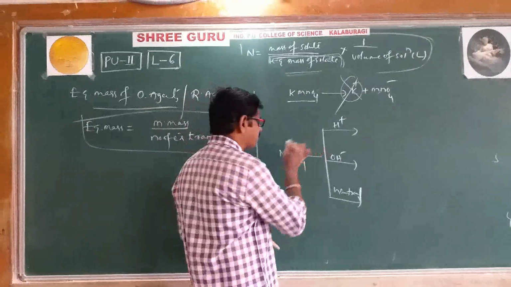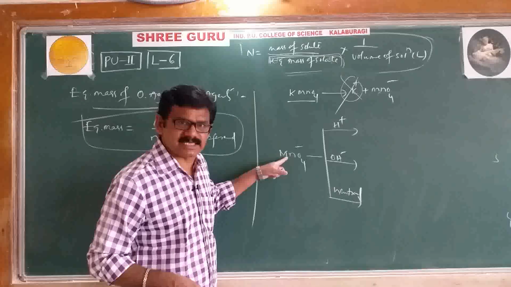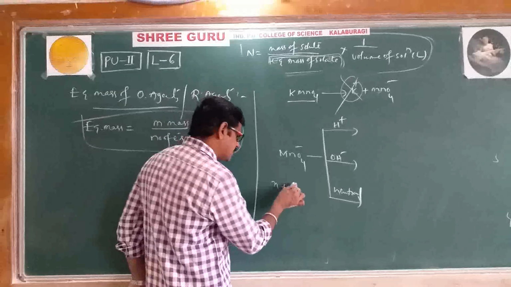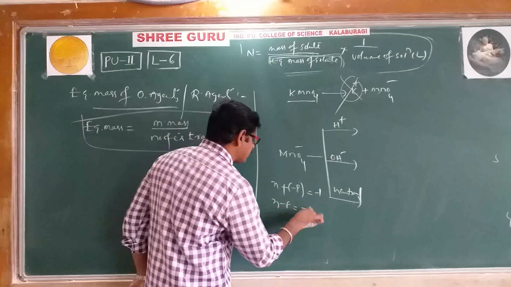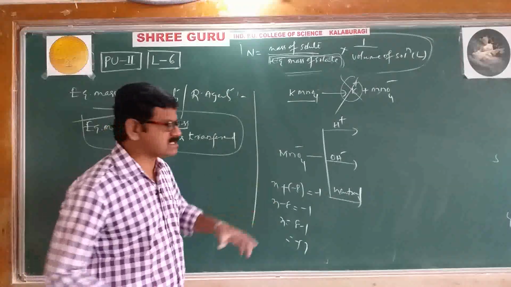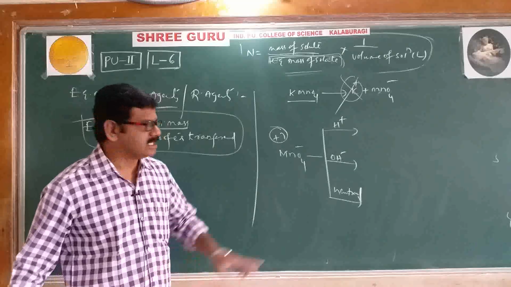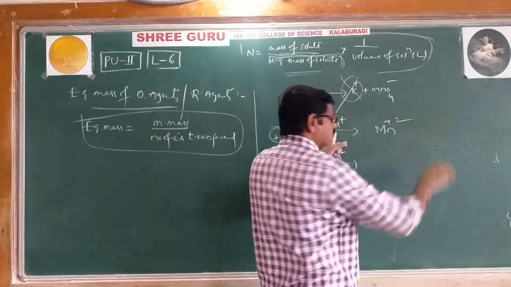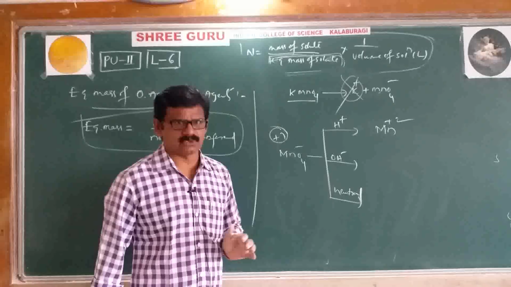First, in MnO4 minus, we will calculate the manganese oxidation state. Manganese we don't know, X plus 4 into minus 2, that is minus 8, equal to total charge, minus 1. X minus 8 equals minus 1, X equals 8 minus 1, that is plus 7. So in MnO4 minus the manganese oxidation state is plus 7. In acidic medium, it is converted into Mn plus 2. It is fixed, no doubt.